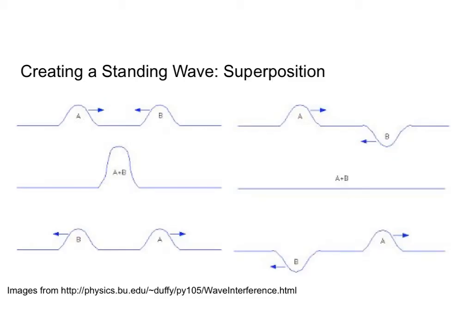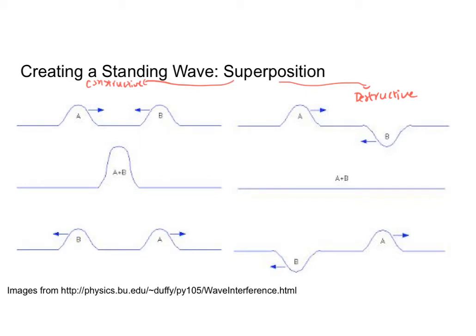So as promised, let's talk a little about superposition. There are two key kinds of interference that we can have. When two waves are occupying the same space, that can result in either constructive or destructive interference.